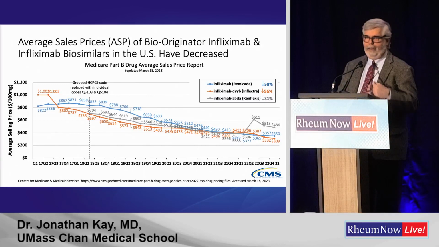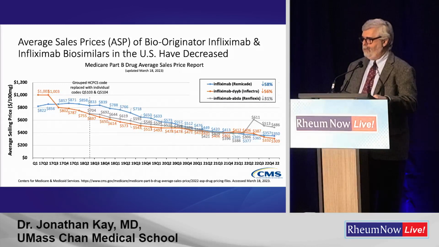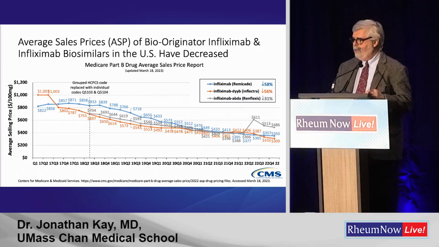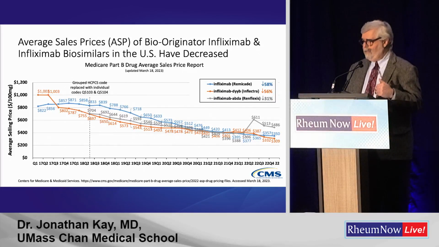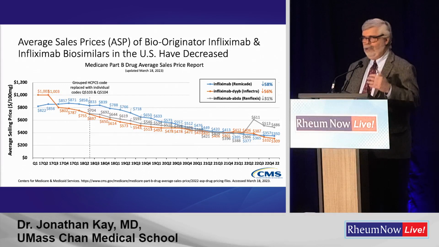Switching to the economic aspects to conclude this talk, the average sales price includes the discounts and rebates that are provided to PBMs, pharmacy benefit managers, and CMS posts these quarterly. And I've plotted for infliximab reference product in blue, infliximab DYYB in orange, and infliximab ABDA, the other biosimilar infliximab, in gray, the average sales prices. And what you can see here is that during the first 2 quarters of its release, the first biosimilar infliximab was priced about $200 higher per 100 milligram vial than the reference product, but that quickly changed.